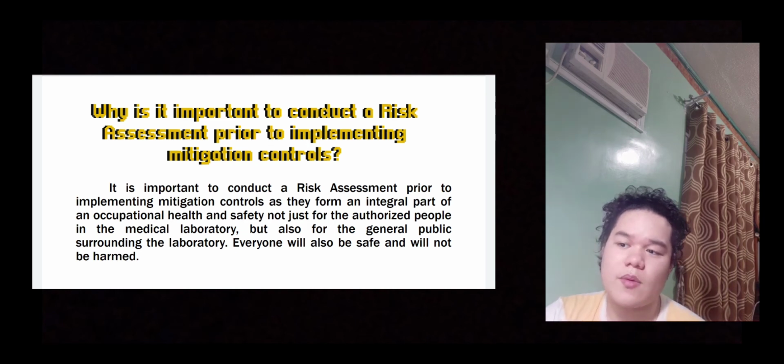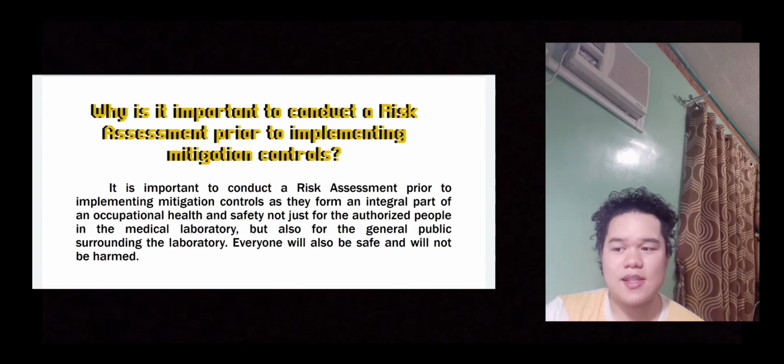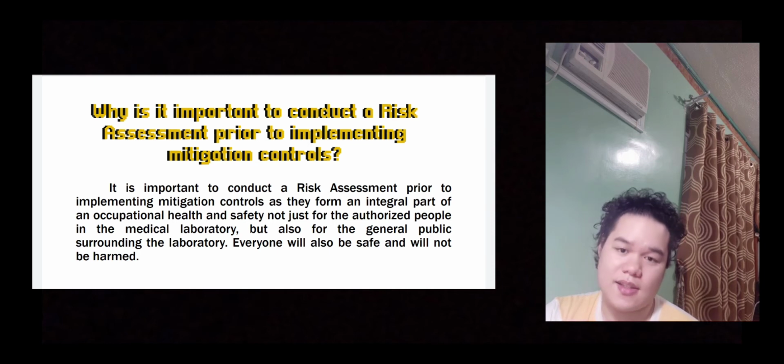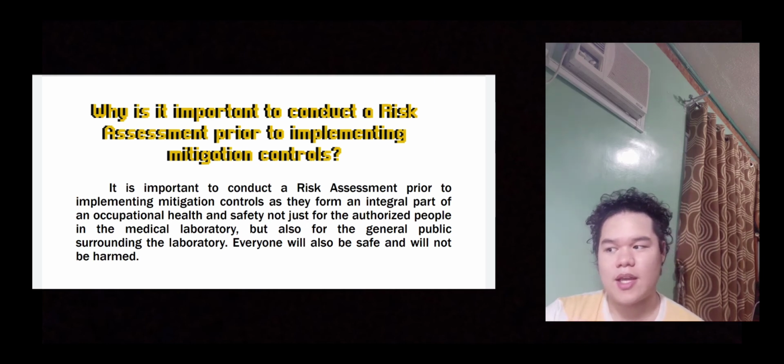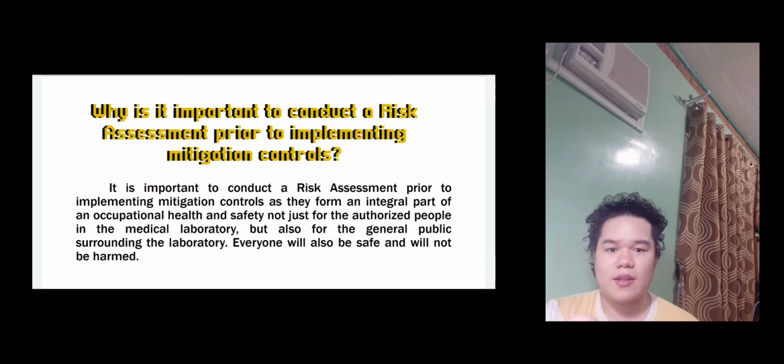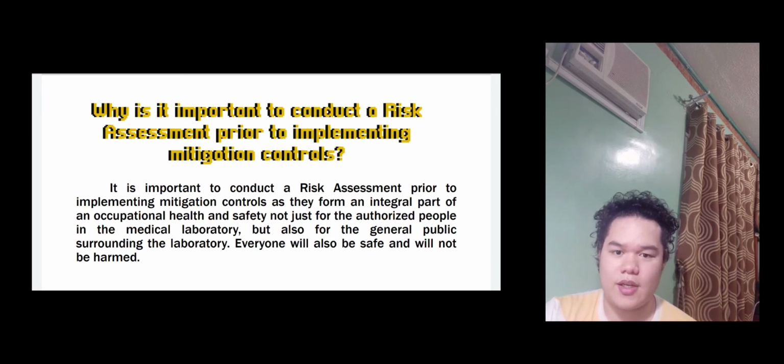They also determine whether a control program is required for a particular hazard. They determine if existing control measures are adequate or if more should be done. They also prevent injuries or illnesses, especially when done at the design or planning stage. They also prioritize hazards and control measures. And they meet legal requirements where applicable so that everyone will be safe and will not be harmed if there are any problems in the medical laboratory.